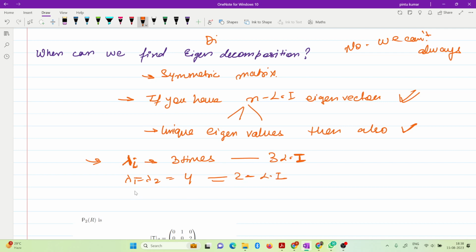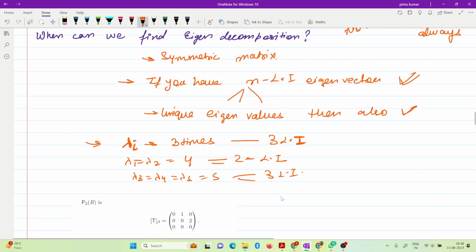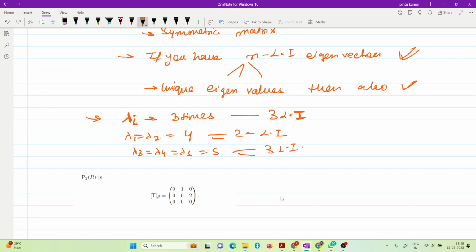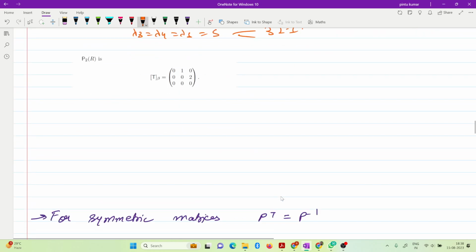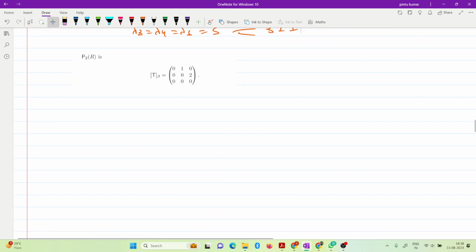Similarly, if lambda 3 equals lambda 4 equals lambda 5, say 5, then you should have 3 linearly independent eigenvectors corresponding to this. So whatever the number of times a particular eigenvalue repeats, you need that many linearly independent eigenvectors corresponding to that eigenvalue, and then you can diagonalize. Let's look at an example where you cannot diagonalize.